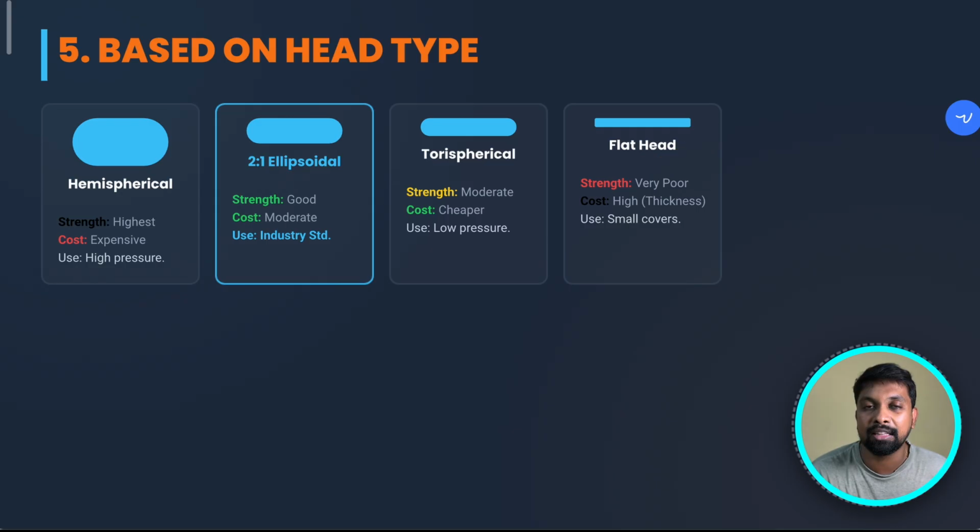Finally, the flat head. The strength is very poor compared to all these heads, because it is just flat, right? We can't withstand high pressure on a flat surface. If it is a very thin wall, it will bend and be prone to failure.